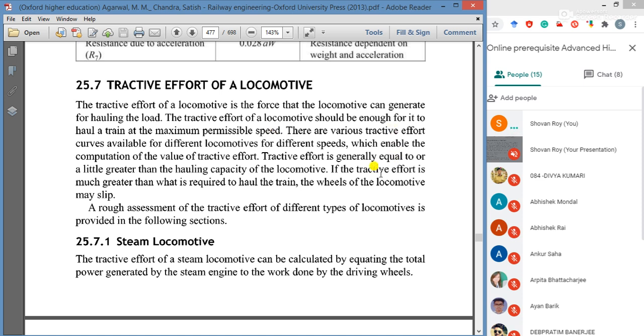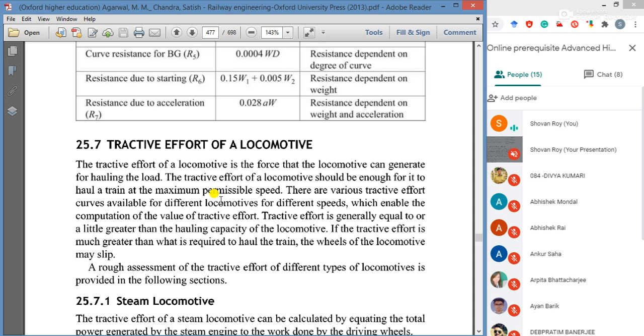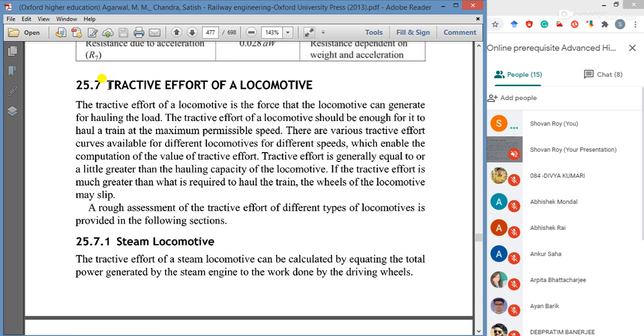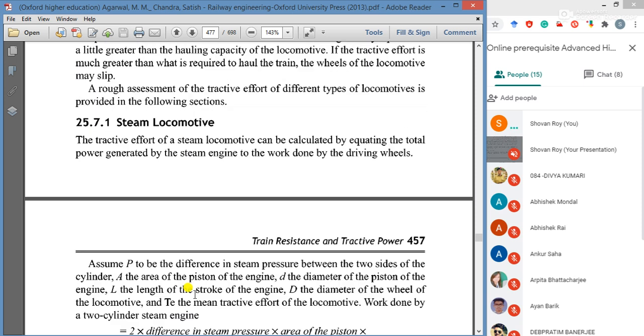If the tractive effort is much greater than what is required to haul the train, the wheels of the locomotive may slip. A rough assessment of the tractive effort of different types of locomotives is provided in the following section. So, tractive effort is nothing but the pulling capacity of the train. This is not a big thing, very simple.